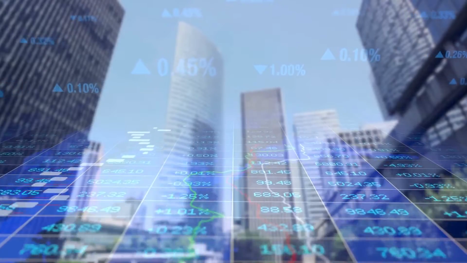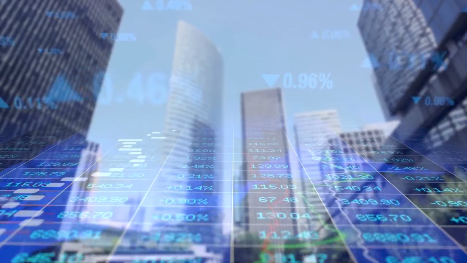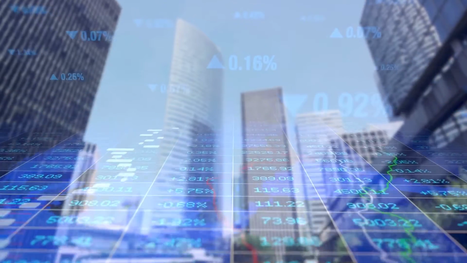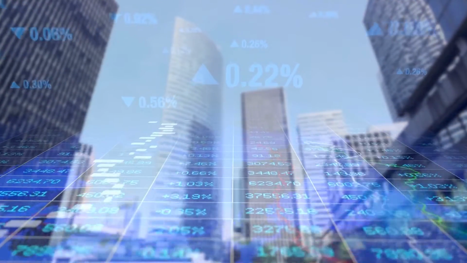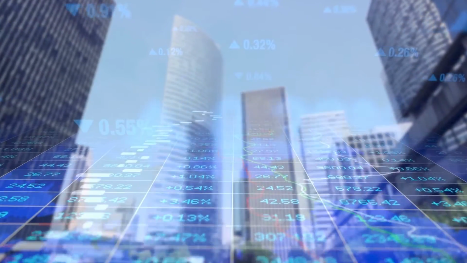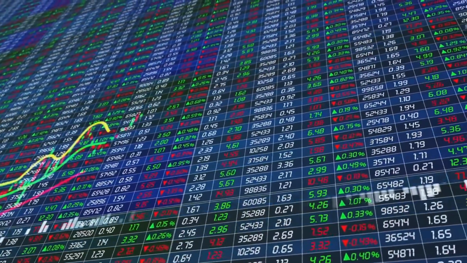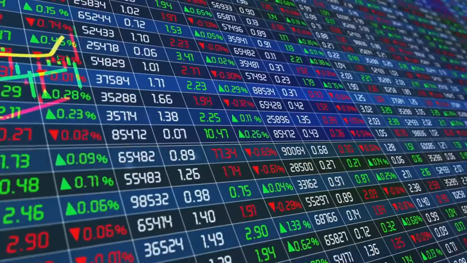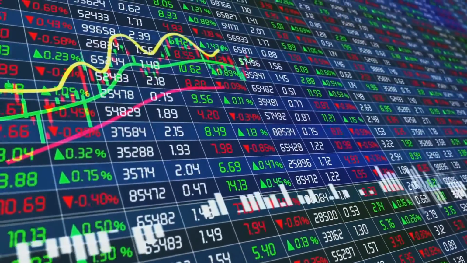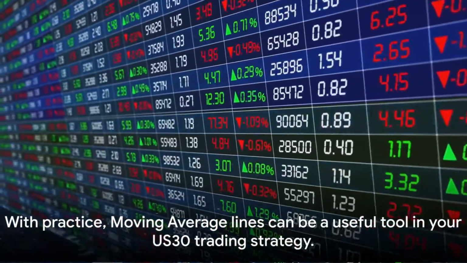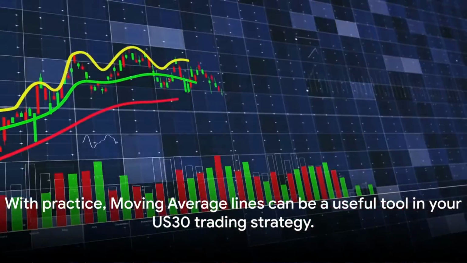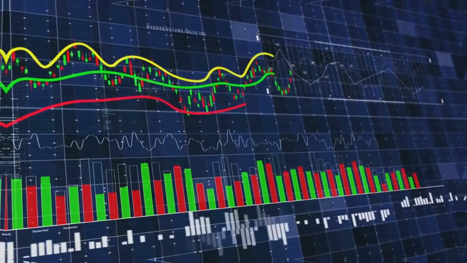So, to recap, MVA lines can help you identify market trends and make informed trading decisions when trading US 30. If the price is above the MVA line, consider buying. If it's below, consider selling. And if the price is on the MVA line, wait for a clearer signal before making a trade. With practice, moving average lines can be a useful tool in your US 30 trading strategy.